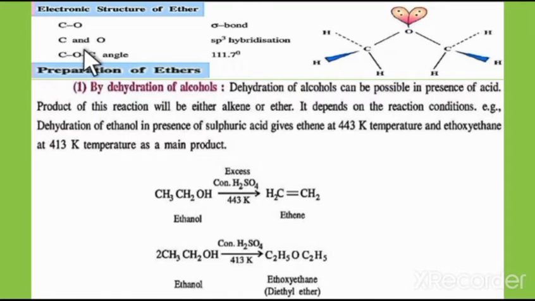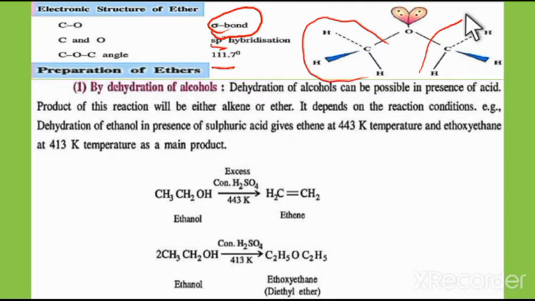Next, the electronic structure. It has carbon and oxygen, and between them there is a single bond. That single bond is a sigma bond, and the carbon and oxygen undergo sp3 hybridization. The bond angle in this case is 111.7 degrees, which is more because of the steric hindrance as well as the lone pair repulsions. Due to these two reasons, the bond angle is more than that of the sp3 hybridization. This is the electronic structure of the ether.